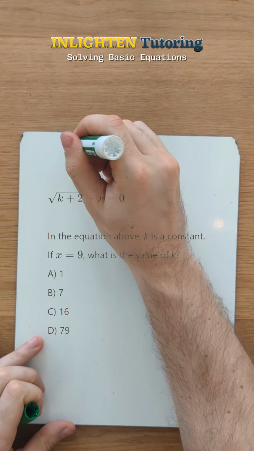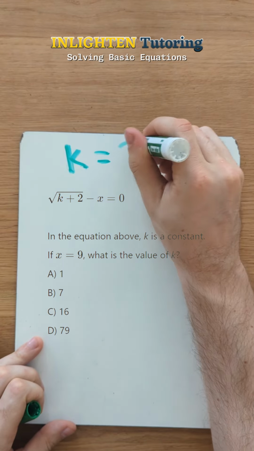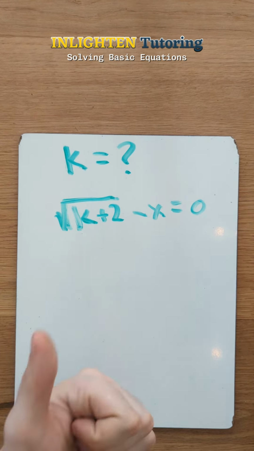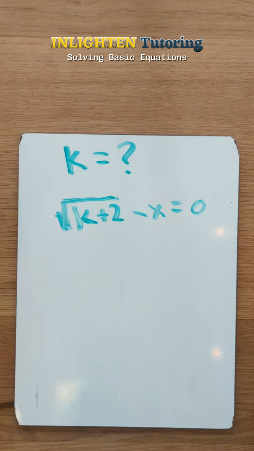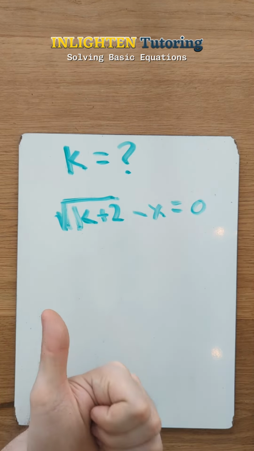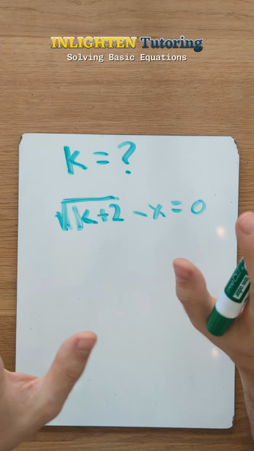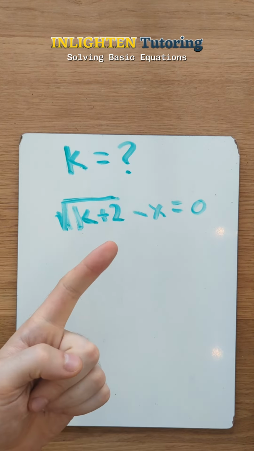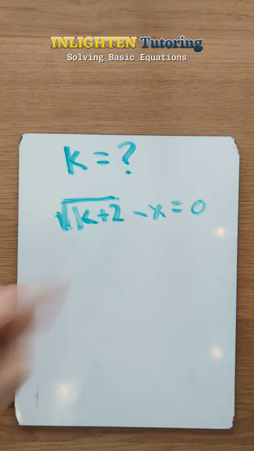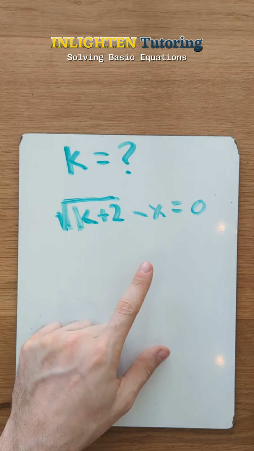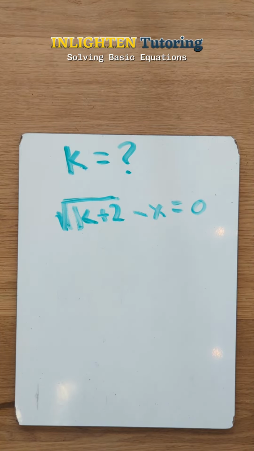It asks in the equation above, k is a constant. If x equals 9, what's the value of k? We have two kinds of letters that we use in math. We've got constants and we've got variables. Like the name suggests, variables can vary. I can plug in pretty much anything I want for a variable, unless it has a restricted domain, but that's a different point. Variables vary. Constants, on the other hand, remain constant. So k here only has one number that it can possibly ever equal, whereas x is a variable and it can equal whatever the question tells you it wants to equal. In particular here, it says x equals 9.